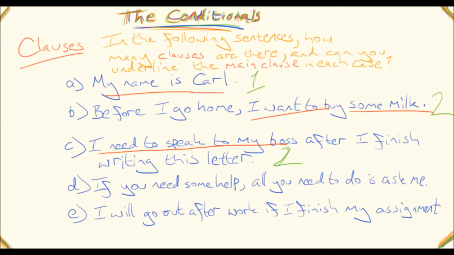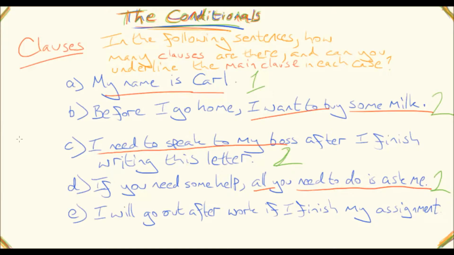In the fourth sentence, if you need some help, all you need to do is ask me. Number of clauses? Two clauses. Any ideas about the main clause? Yep, all you need to do is ask me. It's a slightly strange main clause, but we've got the subject, all you need to do, then the verb is, and ask me as the object. So what's this bit over here, if you need some help? That's what we call the conditional clause. So we've got the main clause on one side and the conditional clause on the other side.